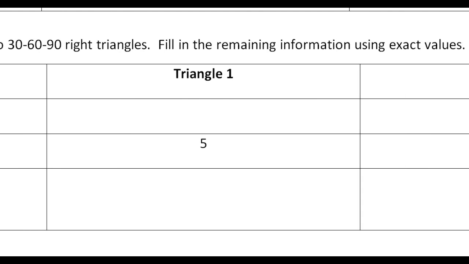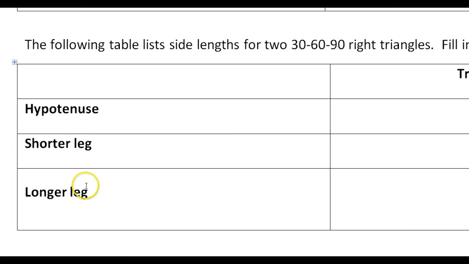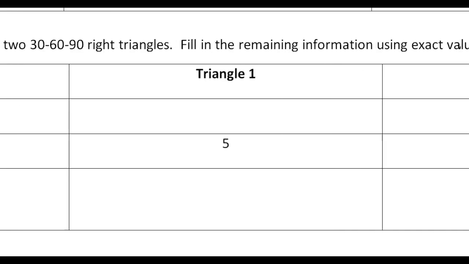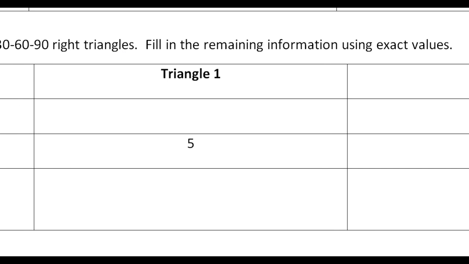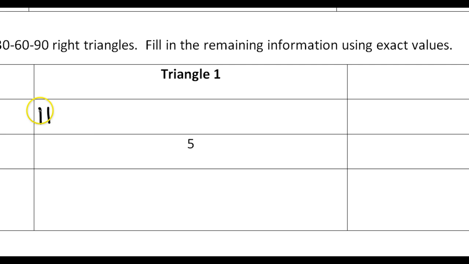Okay, so triangle number 1. So let's see, what's the order here? Hypotenuse, short leg, long leg. So let me just make a note of that. So this is the hypotenuse, this is the short leg, and this is the long leg.